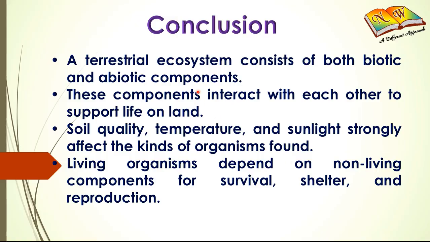So the conclusion that you'll draw from this activity is that in a terrestrial ecosystem, there are both biotic and abiotic components which interact with each other to support life on land. The soil quality, temperature, and sunlight affect the kind of organisms that are found in the soil. The living organisms depend on the non-living components for their survival, shelter, and reproduction.